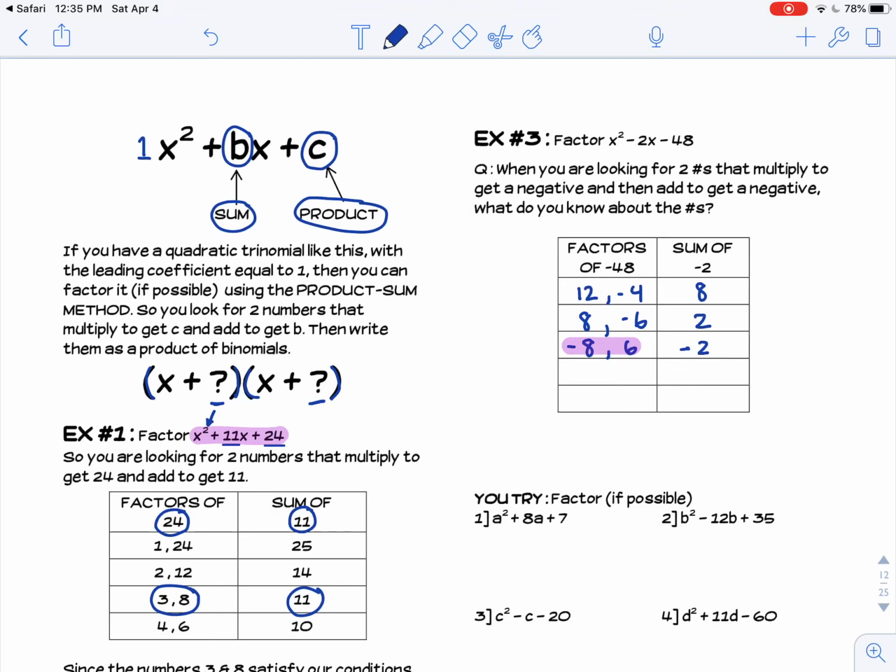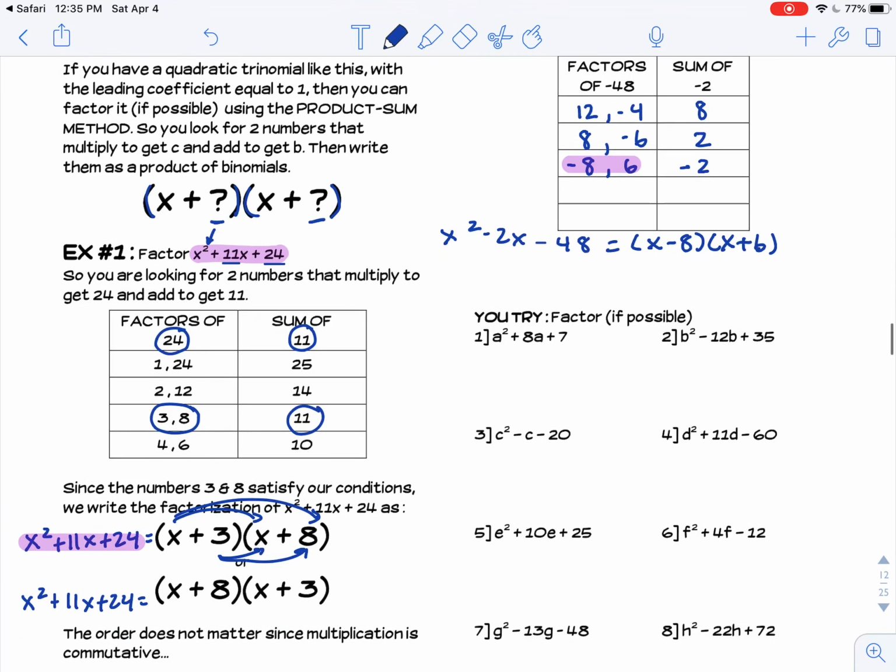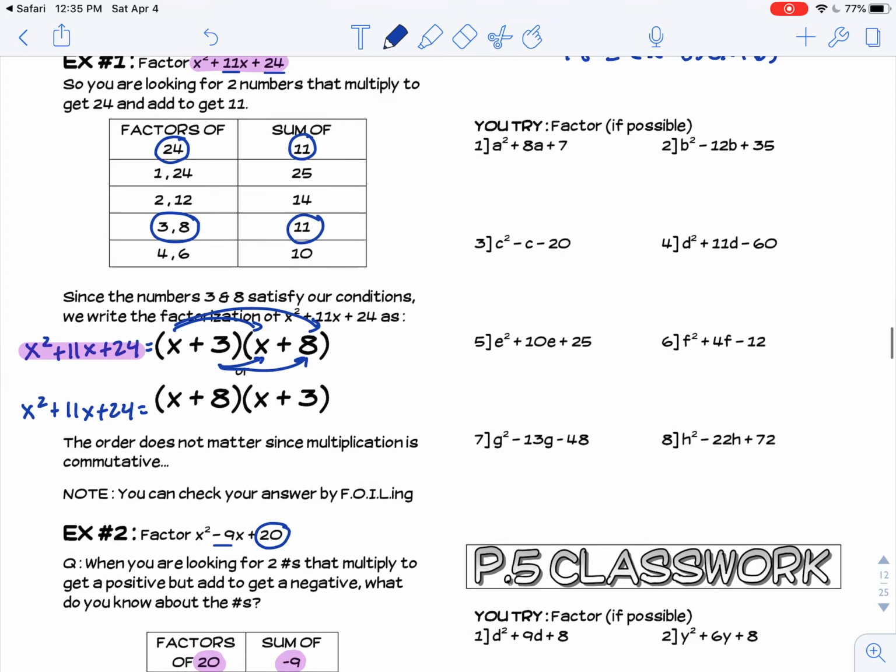So now, using this, we know that x squared minus 2x minus 48, if we factor it down, it equals x minus 8 times x plus 6. And remember, the order of those two doesn't matter. It could be switched.